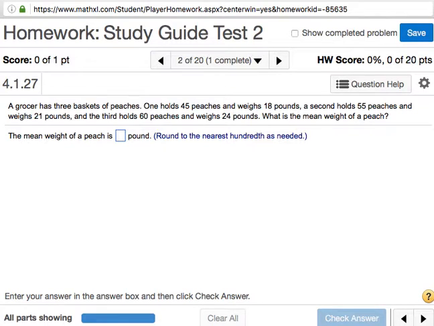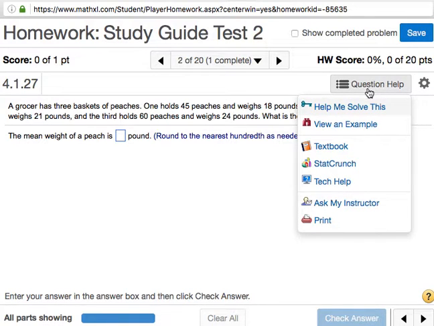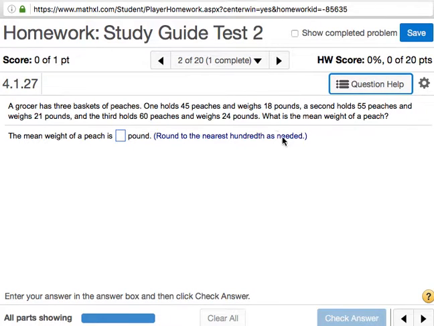As you're going through and doing your homework, I hope you've recognized there's this little box here. It says question help. It can help you solve a problem, it can help you view an example, and it can also flag me that you have a question on it. So if you click on that button, you can get a lot of assistance on problem solving.